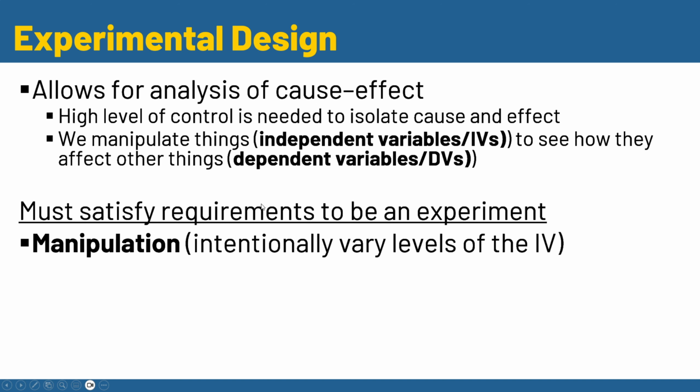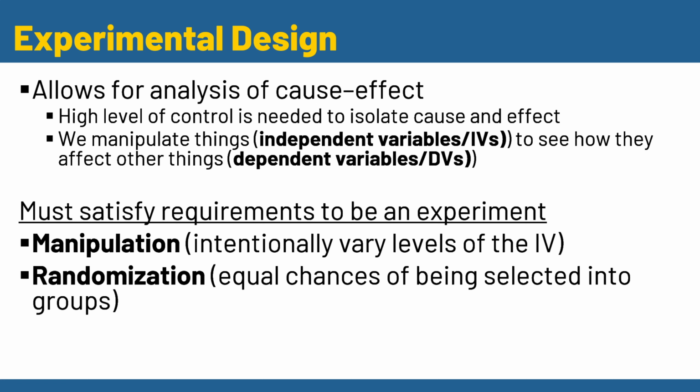To be an experiment, there are some requirements: manipulation. We have to intentionally vary or manipulate levels of the independent variable. I'll explain that with an example in a sec. Randomization, meaning that if we have some population, which I guess the true population for psychology would be all of humanity, a truly random experiment would be that every single human being on Earth has an equal chance of being selected into research groups.